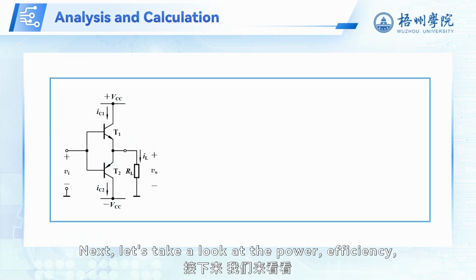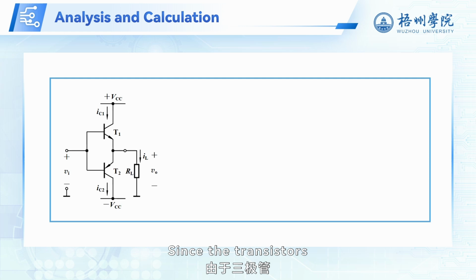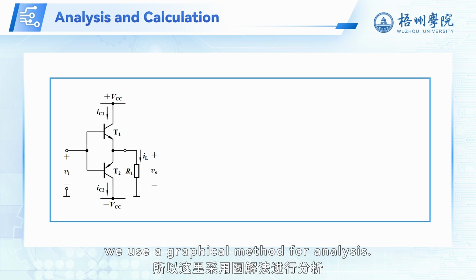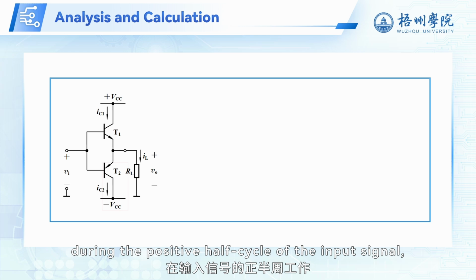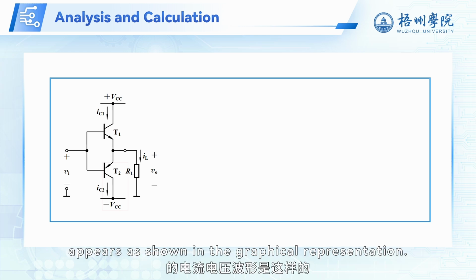Next, let's take a look at the power, efficiency, and other performance metrics of this circuit. Since the transistors operate under large signal conditions, we use a graphical method for analysis. We know that transistor T1 operates during the positive half cycle of the input signal, and its current voltage waveform appears as shown in the graphical representation.